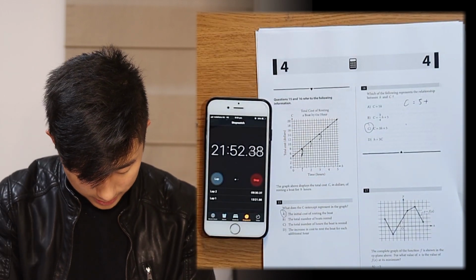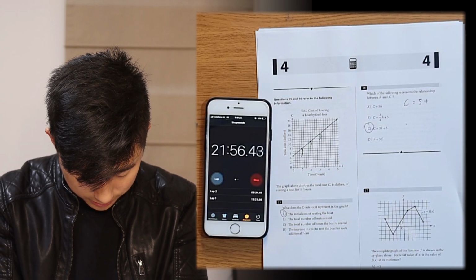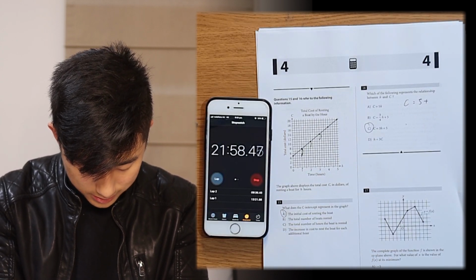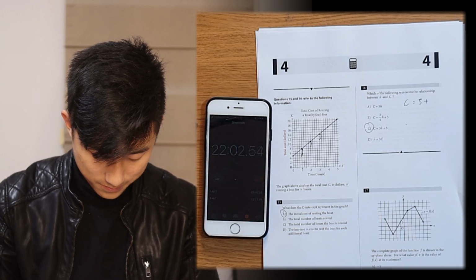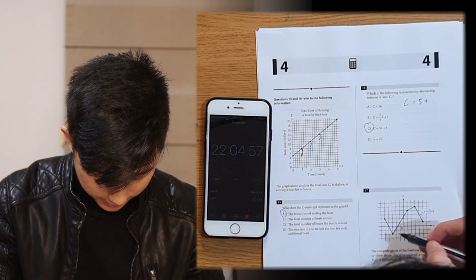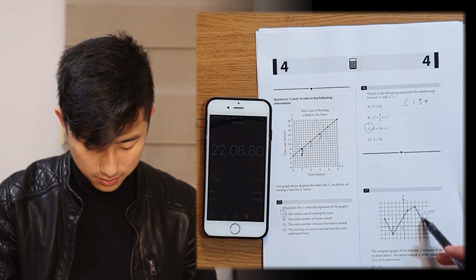17. The complete graph of the function f is shown in the plane. For what value of x is the value of f(x) at its minimum? So it is -3, just by looking at the graph, because that is the minimum of f(x).